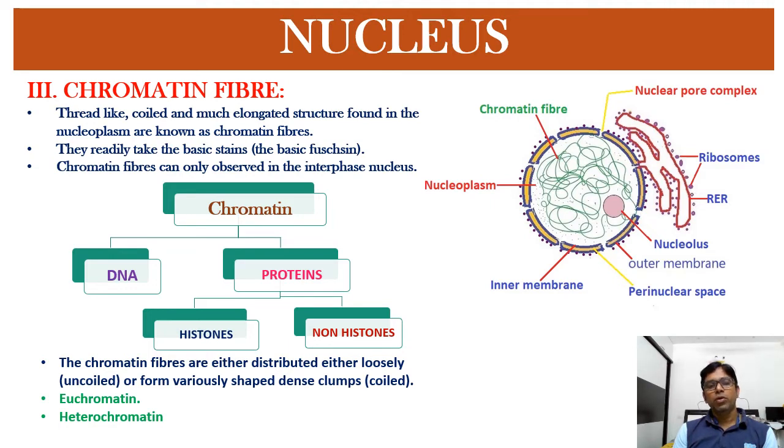Euchromatin contains more active DNA, whereas heterochromatin contains DNA which is inert in nature, genetically inactive. Okay. Next, we are going to discuss the nucleolus.